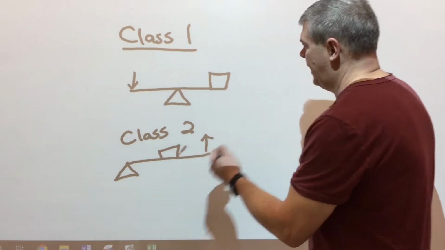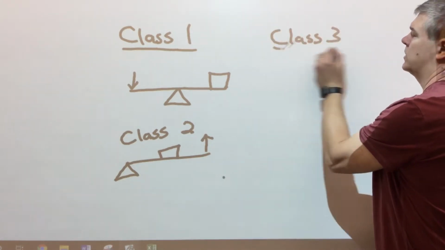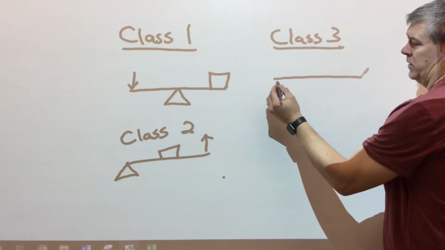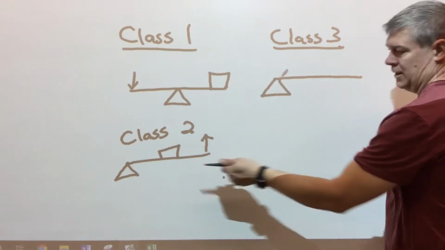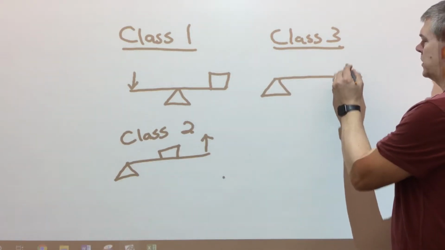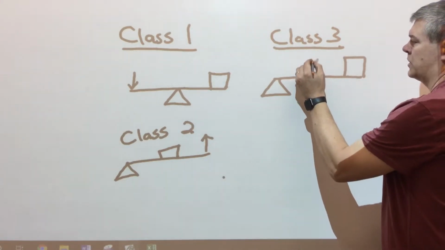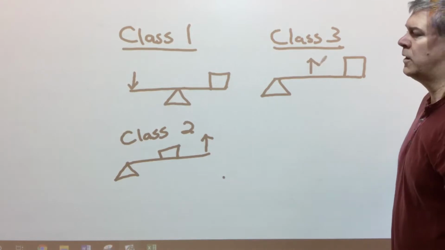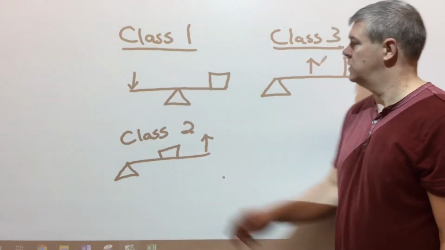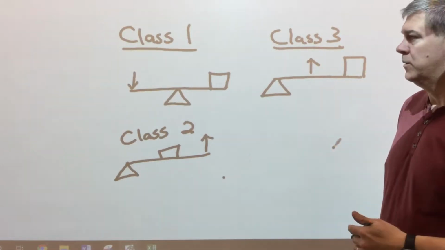From that, you can probably guess that with a class 3 lever, what's different is that you're going to have the effort force in the middle. The fulcrum remains at the end like it was in a class 2. The load goes to the opposite end, and then you apply your effort force somewhere in the middle. So class 1, the fulcrum is in the middle. Class 2, the load is in the middle. Class 3, you have your effort force being applied somewhere in the middle.